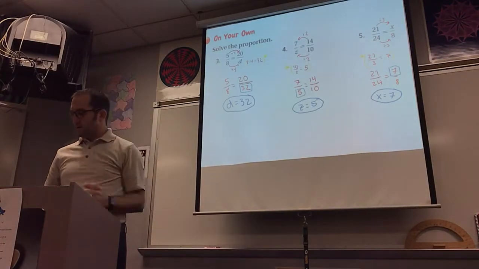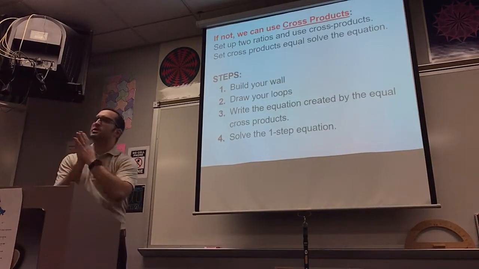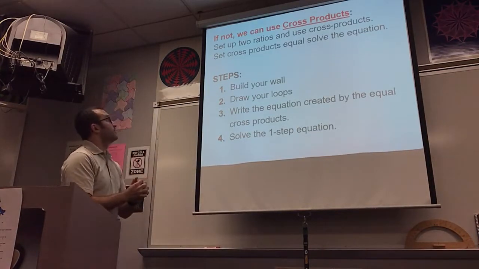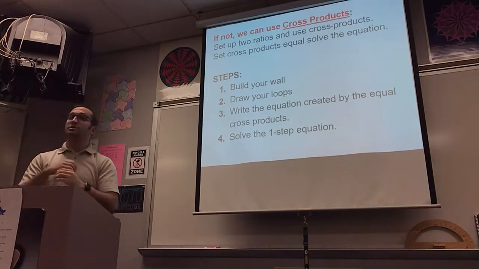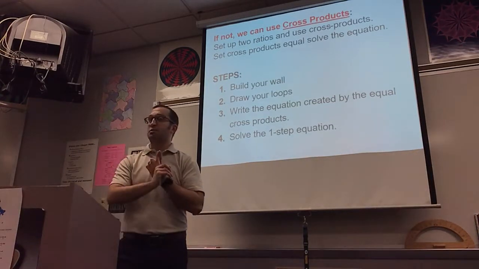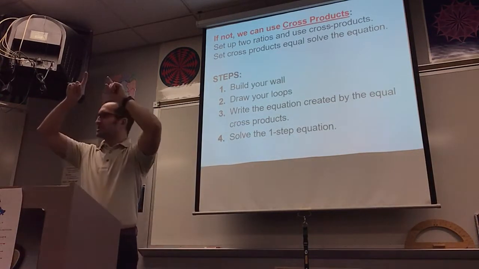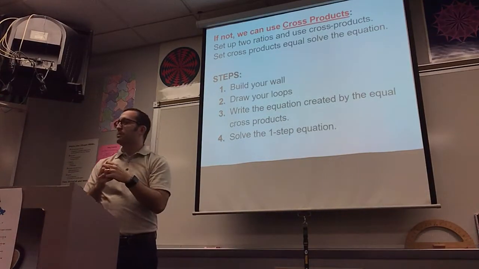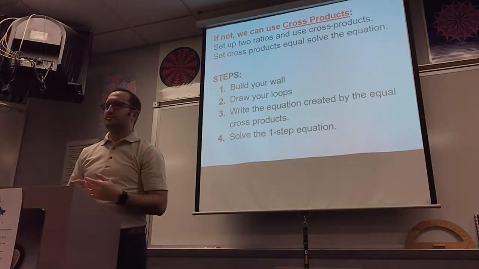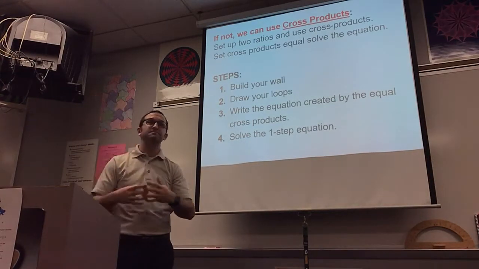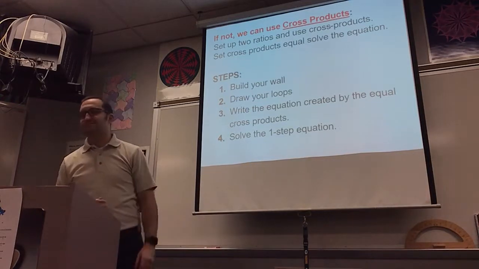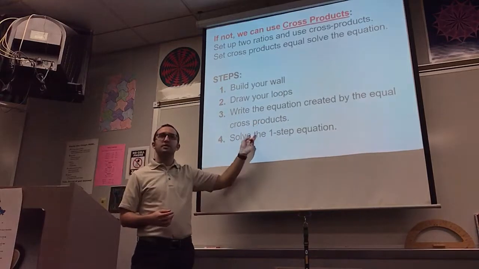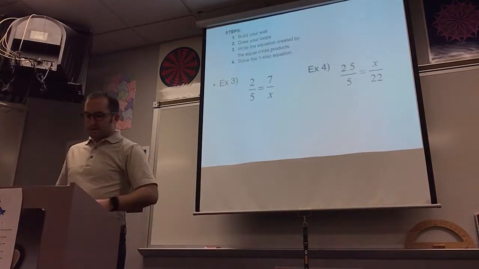Okay. All right, so if there aren't any common multipliers, we can use cross products. What we do is we set up 2 ratios and use cross products. We set those cross products equal to solve that equation. So the first thing we do, just like with any equation, is we build our wall. Then we're going to draw loops. Those are our cross products loops. Remember, Mr. Baker calls them Jimmy Neutron. I call them cross products because they're cross products. And then you're going to write the equation created by the equal cross products, and then it will be a 1-step equation. So let's do it.